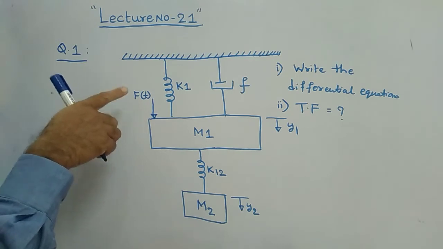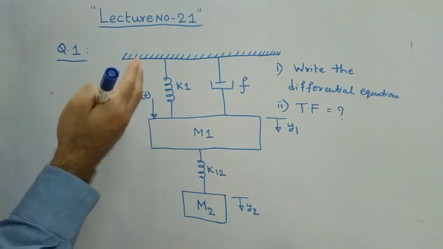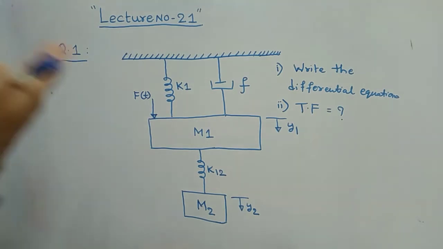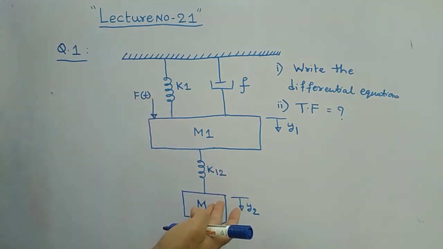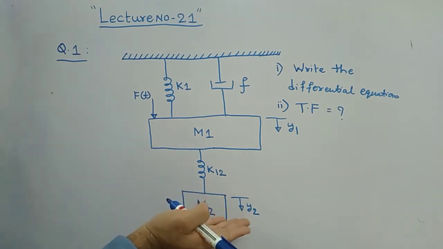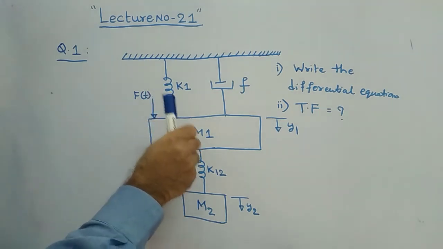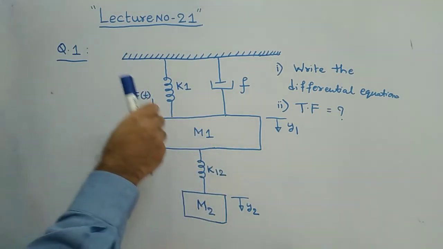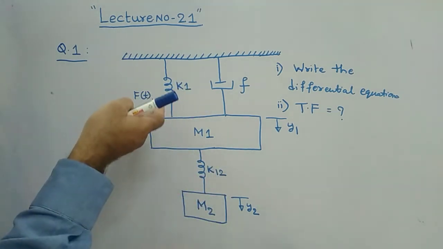And what is the applied force? F of t. Here in this problem, F of t is applied on mass element m1, but it can be applied anywhere. It can be applied on m1, or sometimes in another problem F of t can be applied on m2. Nothing wrong in that. Always remember that the displacement of the second mass element is to be considered as your output, and the applied force, wherever it is, is always to be considered as your input.